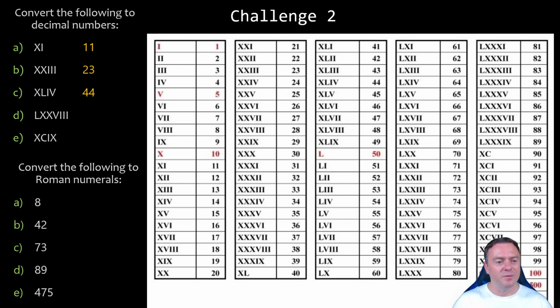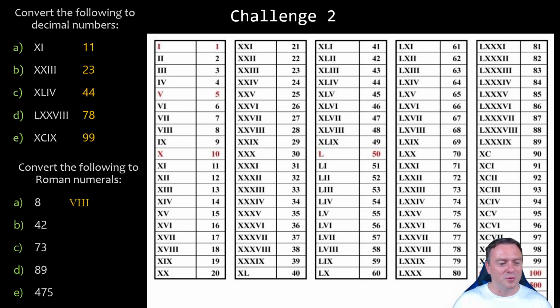LXX is 70, VIII is 8, so then that makes 78. XCIX makes 99. Then if we convert the following Roman numerals going the other way around, we've got 8, so that's between V and X. So 8 is 3 after 5, so it's VIII.